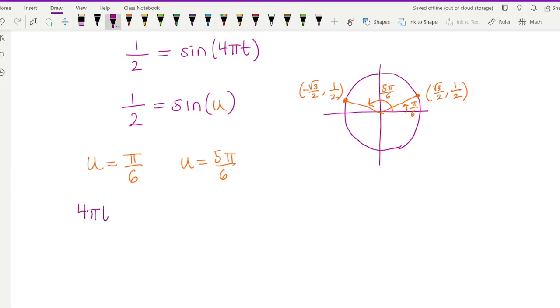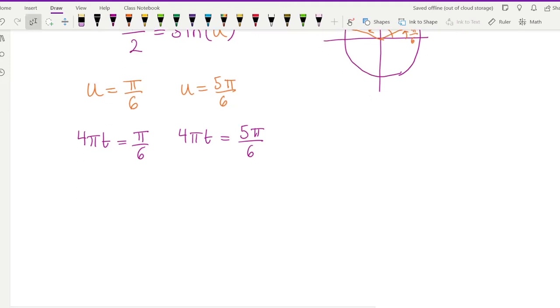So 4 pi t is equal to pi over 6, and 4 pi t is equal to 5 pi over 6. And so if we solve each of these, that will tell us the actual solution, what t would need to be. So both of these have a pi, so we can divide both sides by pi. And then on this first equation, we can divide both sides by 4, or maybe you can think of it as multiplying both sides by 1/4.